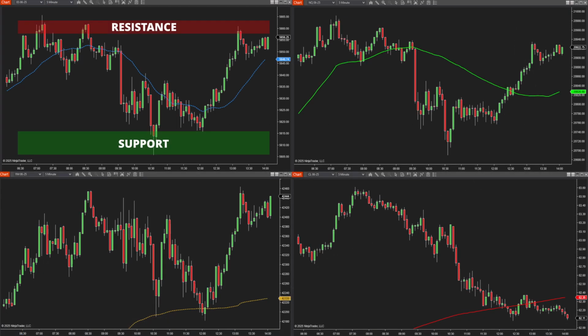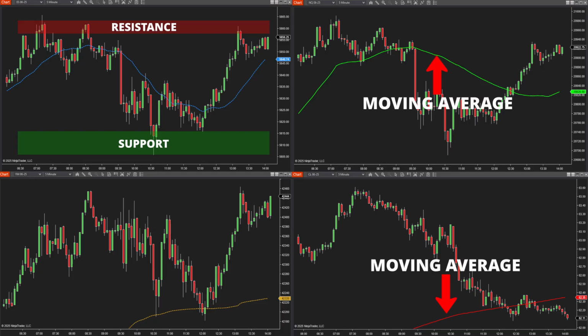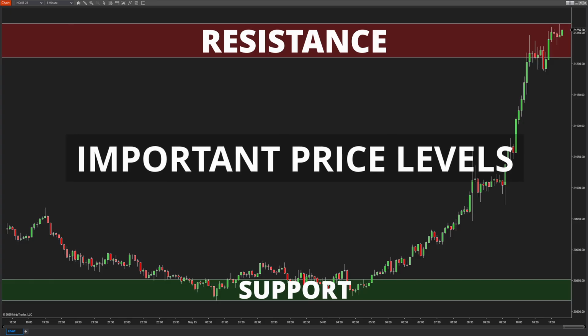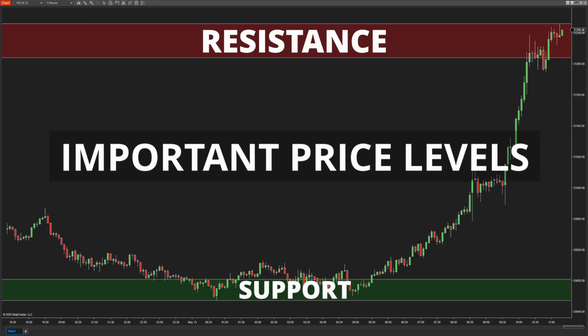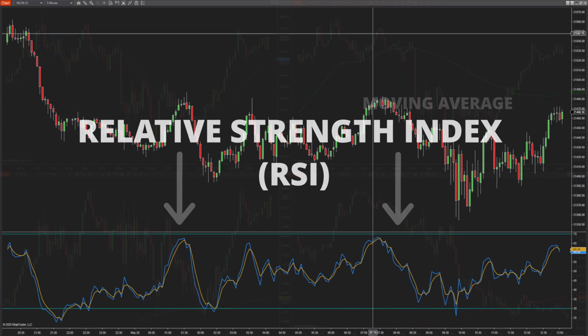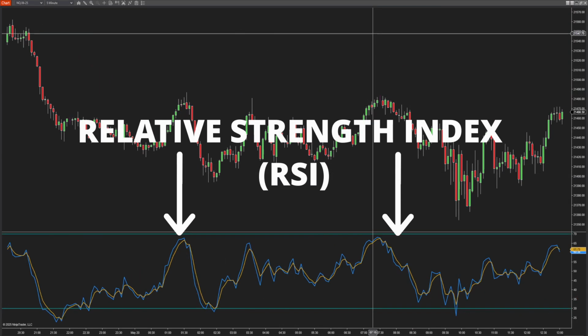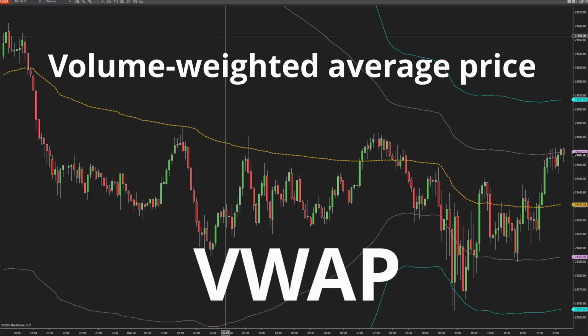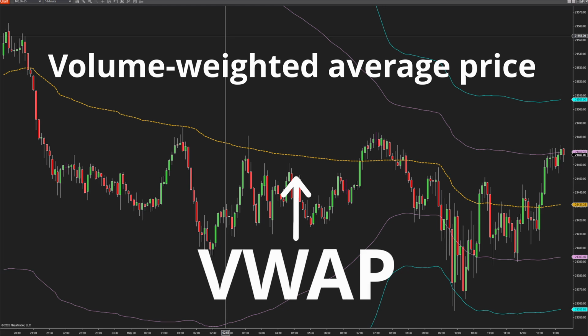Common indicators include support and resistance, moving averages, relative strength index, and VWAP. Support and resistance levels: at these levels, prices have a tendency to bounce back from or move away from. Moving averages smooth out price data to help identify trends. Relative strength index, or RSI in short, measures the speed and change of price movements. VWAP is a measure of the average price at which a futures contract trades over a specific period.